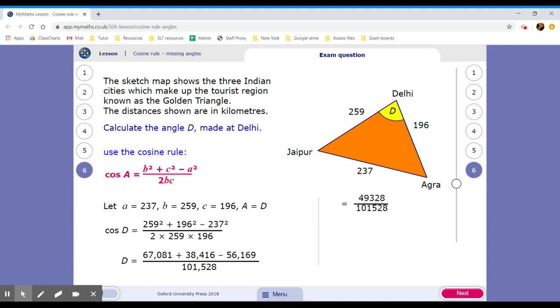But remember, that is equal to cos of d. Okay, so if we stick that in your calculator, remember not to round at that point. Okay, so keep it as the full answer on your calculator and use your answer button. But d is then equal to the inverse cos of 0.486, etc., which will give us 60.9.